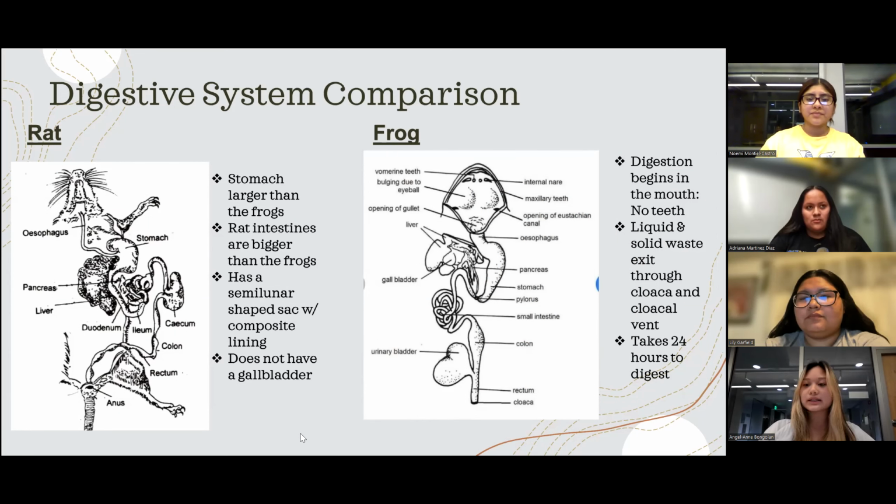Okay, for the frog, digestion begins in the mouth. It has no teeth. Liquid and solid waste exit through the cloaca and cloaca vent. It takes 24 hours to digest.